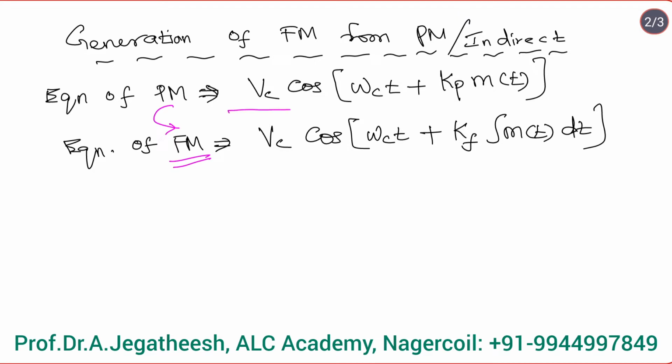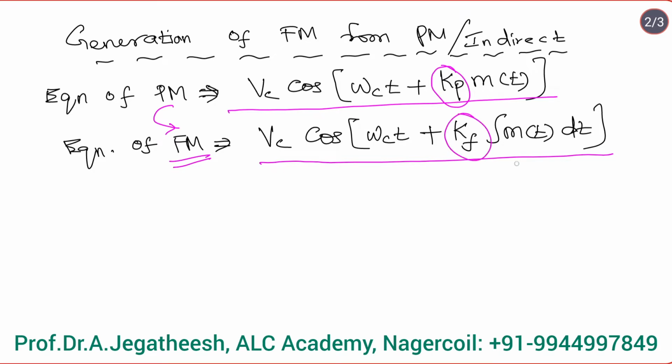First is the general equation of the PM signal and the second is the general equation of the FM signal. If you compare these two equations, except for Kp and Kf, you have only a single difference. In the PM equation you can apply the message signal, the modulating signal, directly, but in the case of the FM signal you should integrate the modulating signal before applying it to the phase modulator. So if I use integration in this term, it becomes the equation of FM. This is the basic concept behind the generation of FM from PM.